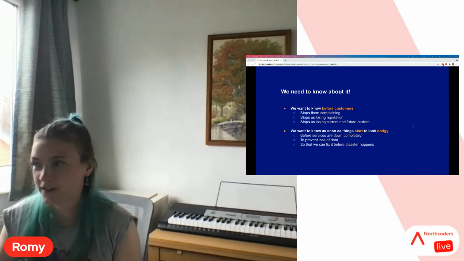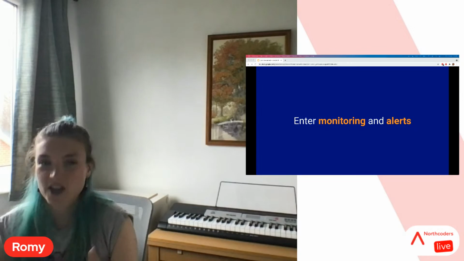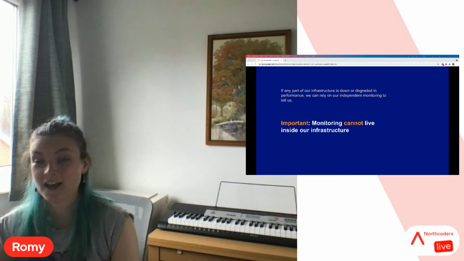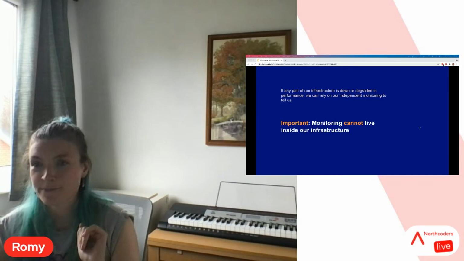So enter monitoring and alerts. We can use a third party or an independent service to query our services and infrastructure to check that they are running as expected. So if any part of our infrastructure is down or degraded in performance, we can rely on that independent monitoring to tell us. It's really important that our monitoring service isn't within our infrastructure, because if our services are down, our monitoring service would also be down and therefore wouldn't be much use to us.